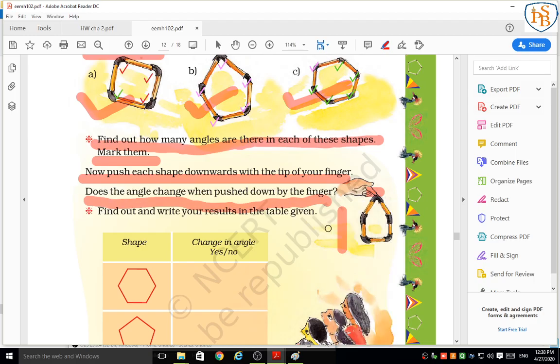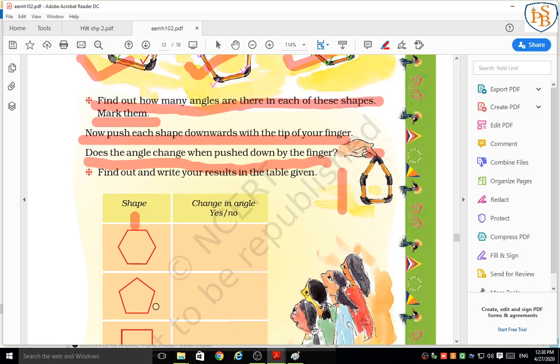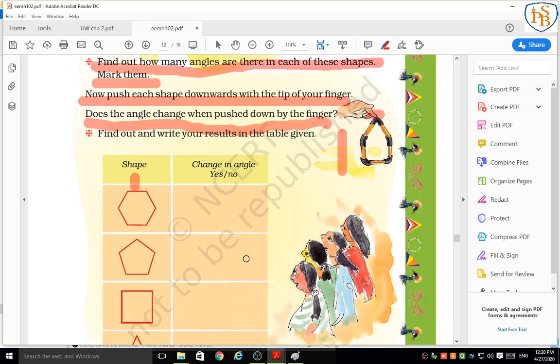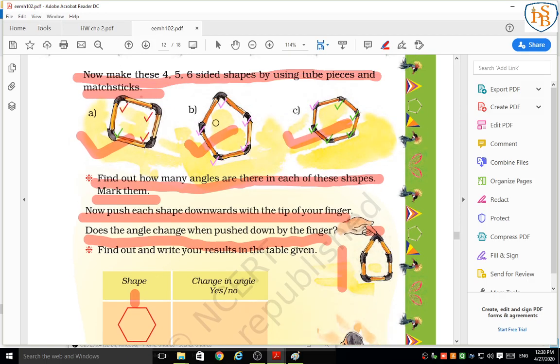What are you thinking? Just imagine what will happen if you push this shape by using the tip of your finger in a downward direction. Is the angle going to change? Change in angle? Tell me, students. Find out and write your answers in the table. Okay, I will give you 2 minutes. Just imagine you have the shape, correct? You just push the shape and tell me what happened.